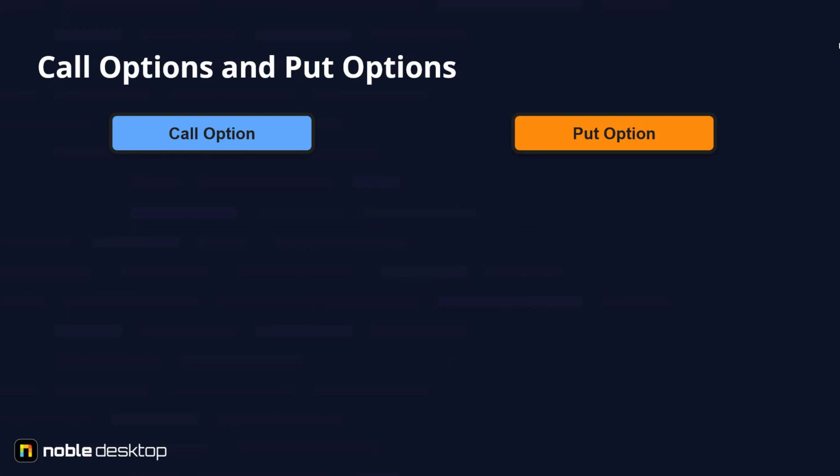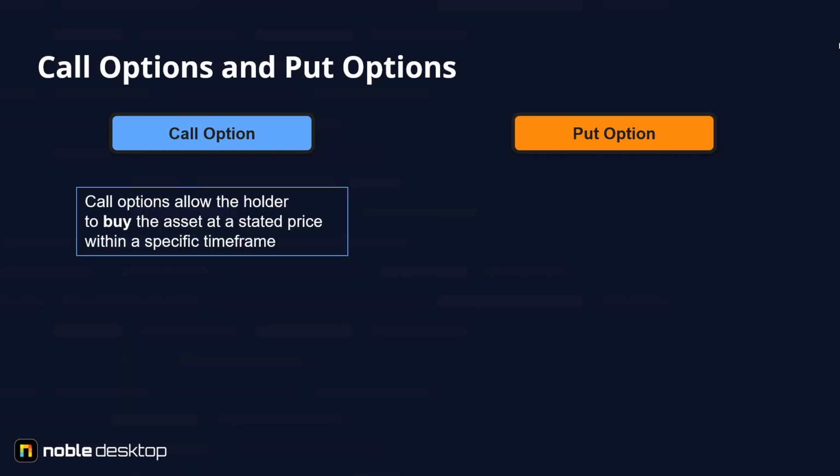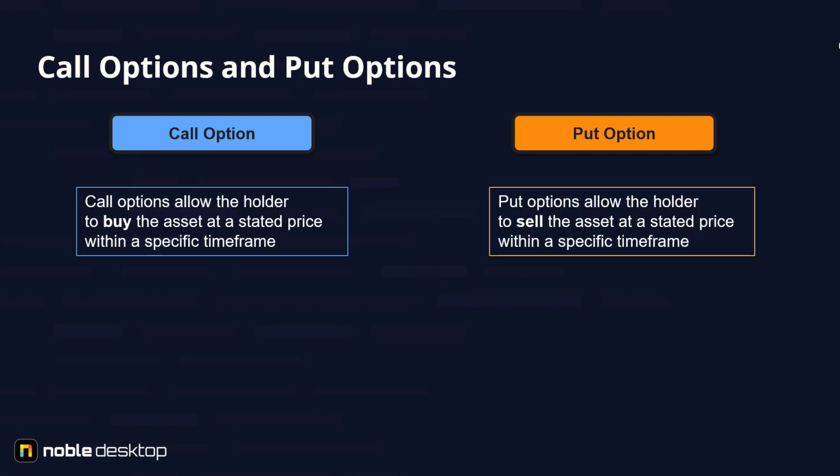And two most common types of options are call options and put options. Call options allow the holder to buy the asset at a stated price within a specific time frame. Put options allow the holder to sell the asset at a stated price within a specific time frame.